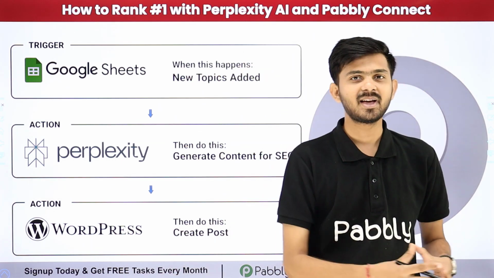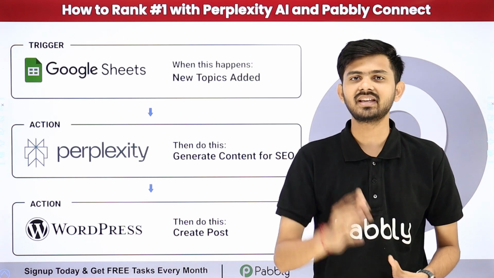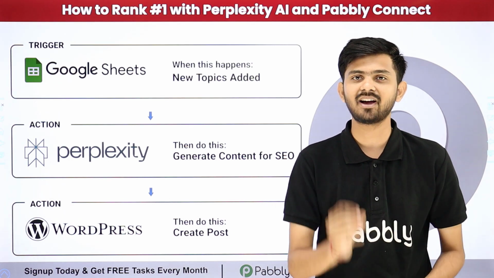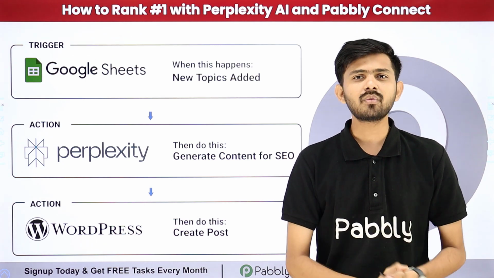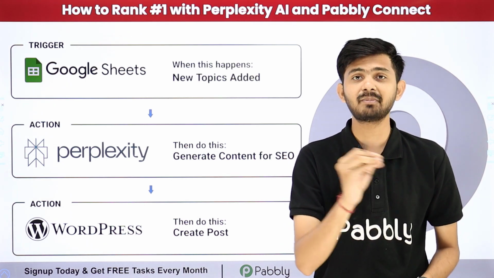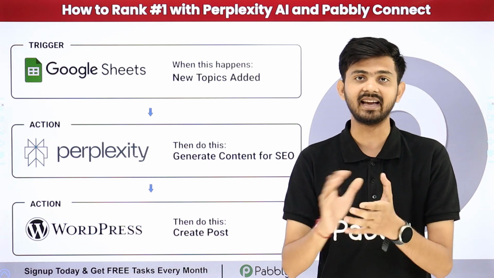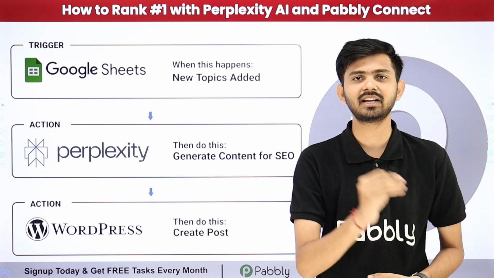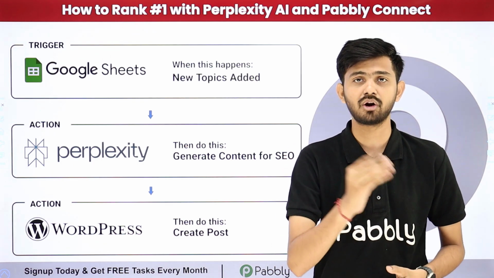Here in this video, we are going to see how we can do complete SEO for our blogs that we are going to generate on WordPress. We are going to automate this process with the help of Perplexity AI and Pabbly Connect. My objective is that in my Google Sheet, I'm going to add the details of the topics that I want to generate blogs on.